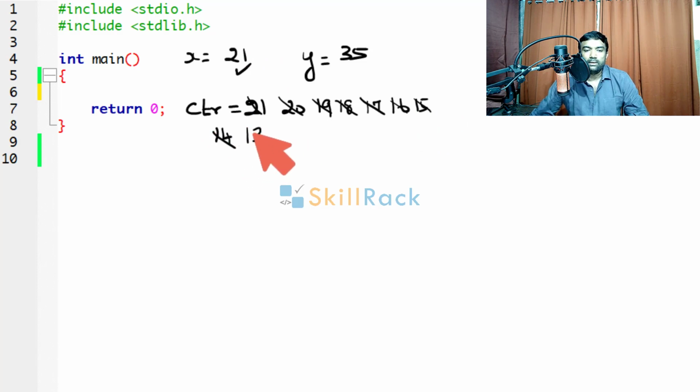Then 13. 13 is not dividing 35 or 21. Then 12. It is not dividing 21. 11. It is not dividing 21. 10. It is not dividing 21. Then 9. It is not dividing 21. 8. It is not dividing 21. 7, it is dividing 21. So now check whether it is dividing 35 also. Yes, it is dividing. So now we can say 7 is the HCF of 21 and 35.